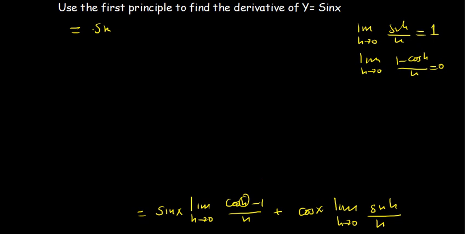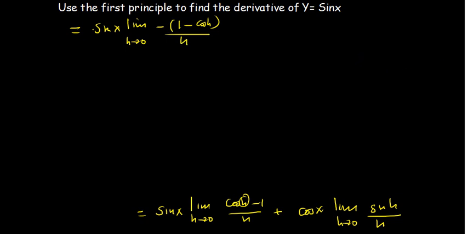sine of x and then you have got the limit as h approaches 0. I can factorize out a negative. Now what is going to remain is 1 minus cos h divided by h. Okay, and then plus cosine of x, the limit as h approaches 0 of sine of h over h. This negative I can multiply with a sine there, so that is going to be what? A negative sine of x.